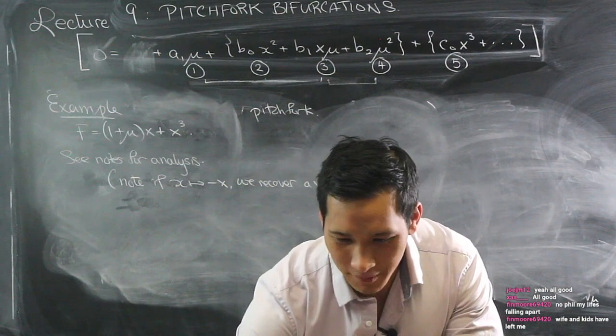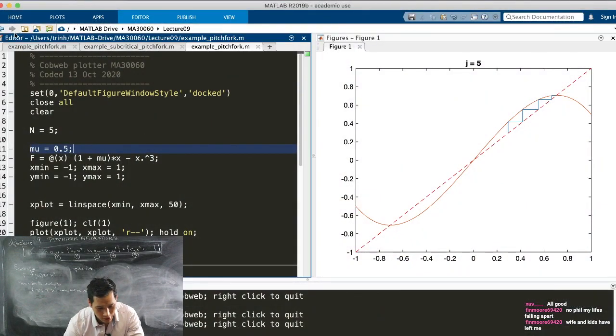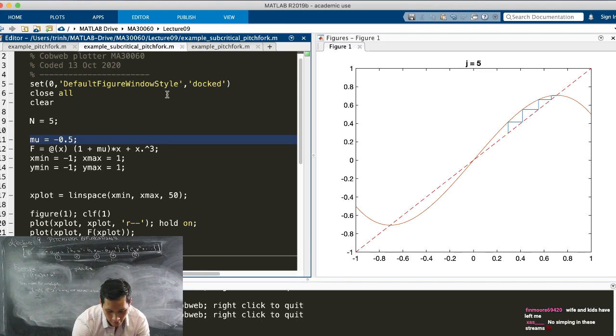Okay, so let me show you what the subcritical pitchfork is doing, but the analysis is essentially the same. You're going to find your fixed points, just study the gradient, and check where that gradient is less than 1 or greater than 1. So we're going to run the subcritical pitchfork again with a negative value of mu and just see what it looks like.